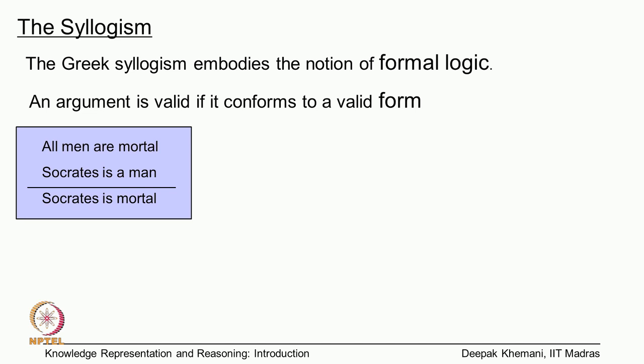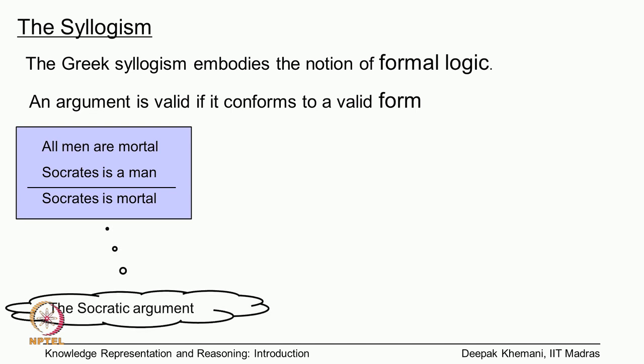If you are given the first two sentences, above the line are the premises and below the line is the conclusion. If you say that all men are mortal and then you say Socrates is a man, then you are allowed to conclude that Socrates is mortal. This argument is known as the Socratic argument. It talks about Socrates, who you might know was forced to drink poison because of his beliefs, I think. So, that is why they are talking about his mortality.